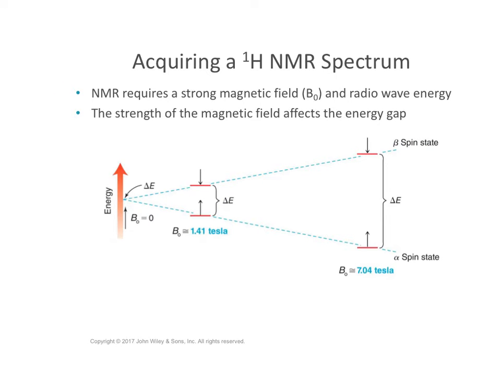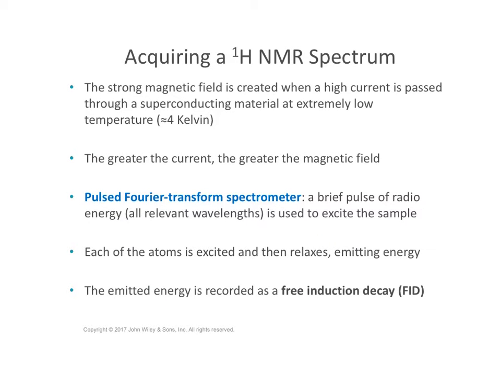This picture shows that depending upon the strength of the external magnetic field, the energy gap between the alpha and the beta spin states changes. Tesla is a measurement of magnetic field strength. At a lower magnetic field, this energy gap is smaller. At a higher magnetic field, this energy gap is larger. That means that for a stronger magnetic field, you need more energy to flip alpha spins to beta spins. The strong magnetic field in NMR is created when a high current is passed through a superconducting material at extremely low temperatures. The greater the current, the greater the magnetic field.